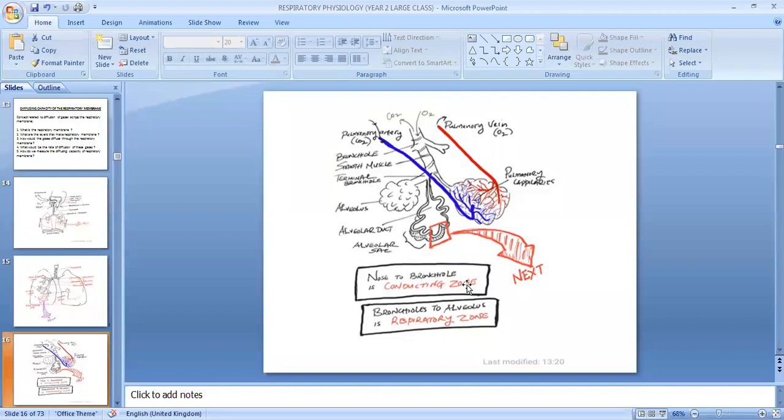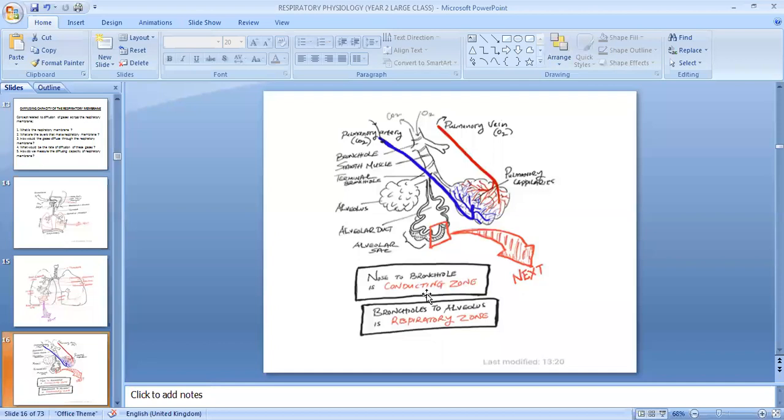Whereas in the conducting zone, though there is air filling it, gas exchange does not take place there because the thickness of the walls cannot allow gas exchange to take place. So, the conducting zone and the respiratory zone.